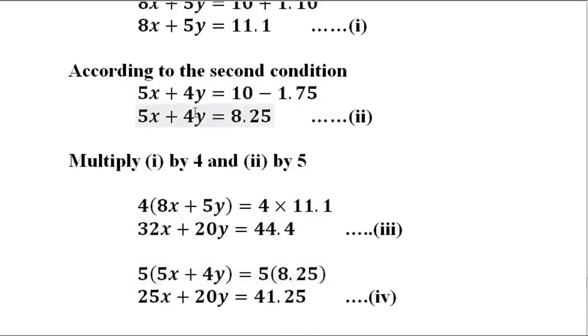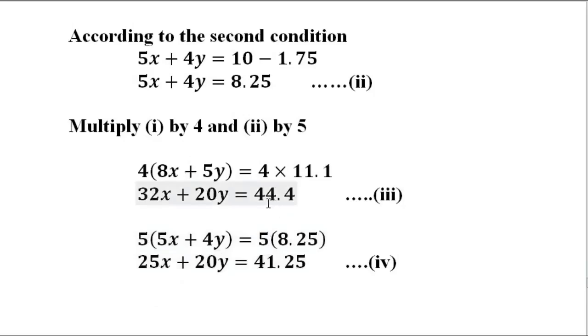So if we multiply equation 1 by 4, we get 4 into 8x plus 5y, which is the left hand side of equation 1, and 4 multiplied by 11.1, which is the right side of equation 1. Now 4 times 8 is 32x and 4 times 5 is 20y equals 4 times 11.1 is 44.4. Let's name this equation as equation 3.